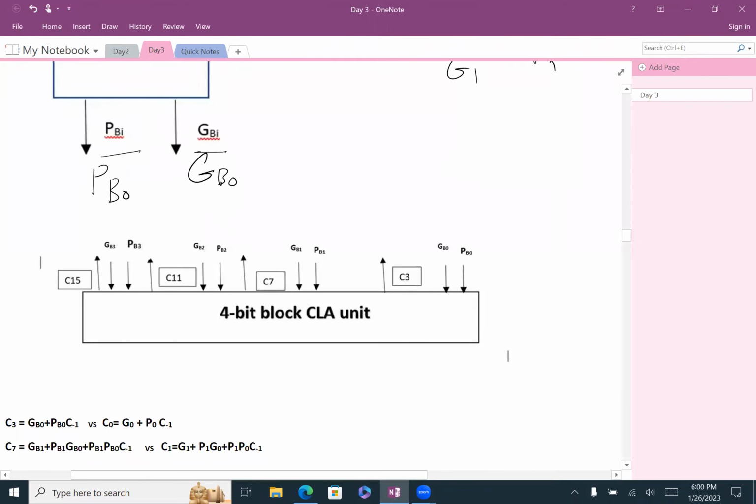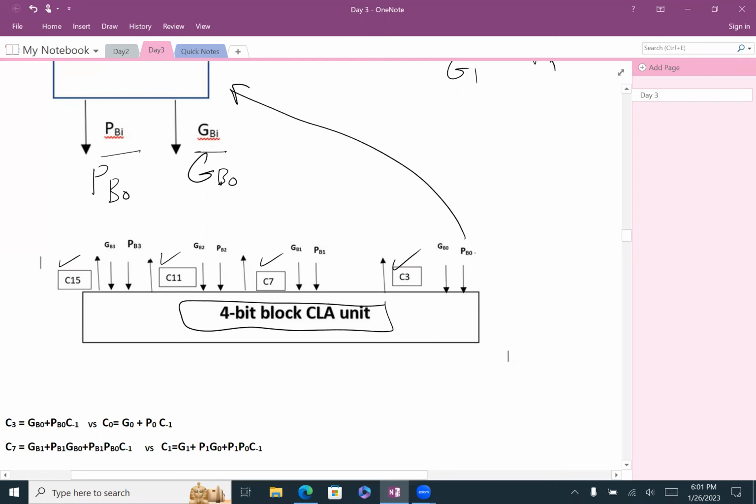All right, so in this case, what is going to go inside the 4-bit block CLA unit? Remember, first of all, what's the output? What we are trying to find? C3, because we have a problem with it, C7, C11, and C15. If we can find those 4 earlier, that means we'll be able to reduce the delay. And what's your input to this one? Remember, we said the P's and G's, correct? From the 4-bit. So that's why we need this circuit.